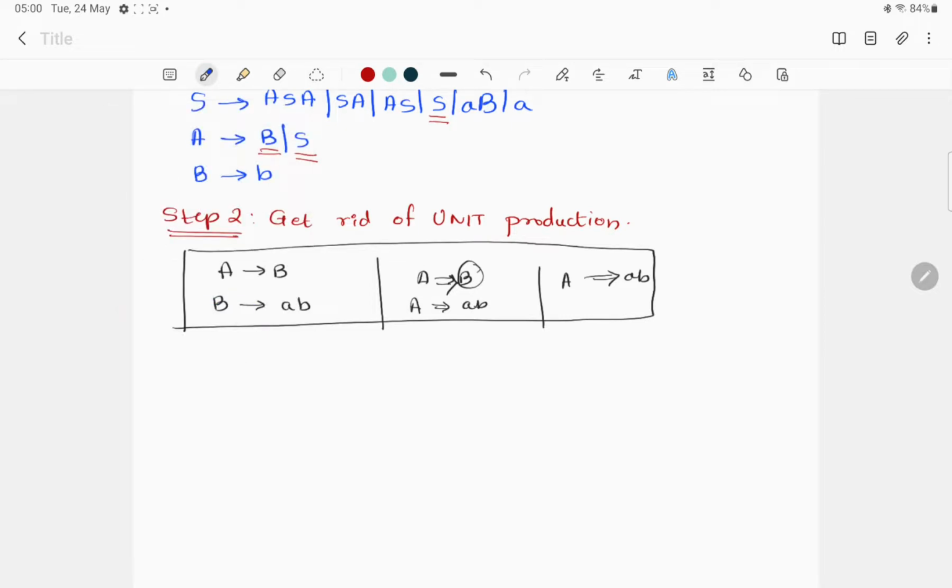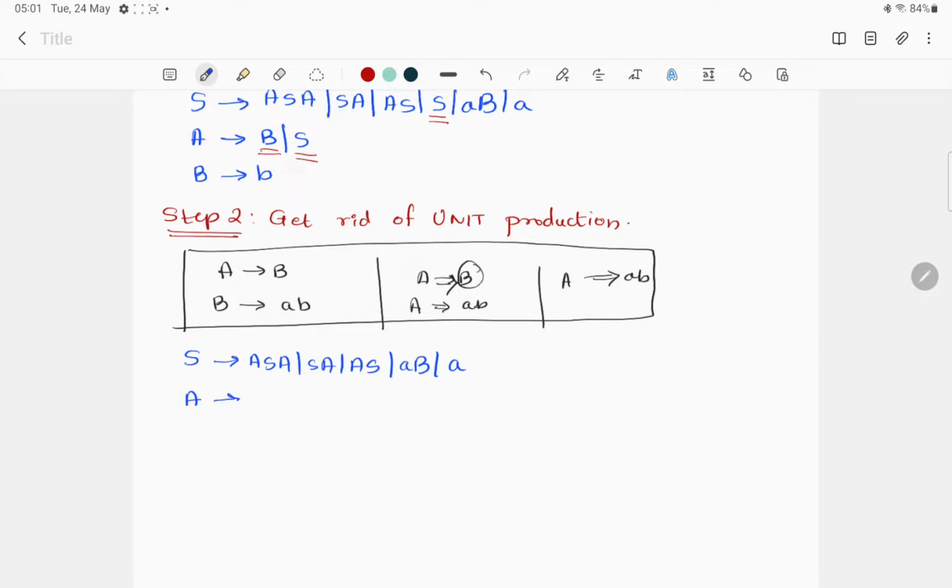I'll just write the other grammar as it is, ASA, SA, AS. Now S giving S is a unit production and also a useless production, because it's just giving the same variable, so we can simply remove that. So I'll write the other rules and I'm done. Now to remove A giving B, how do I handle it?